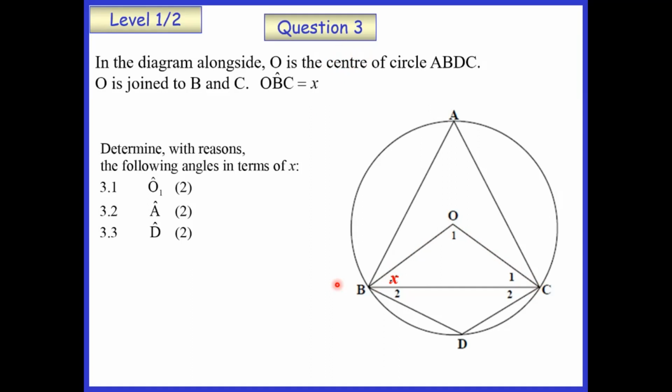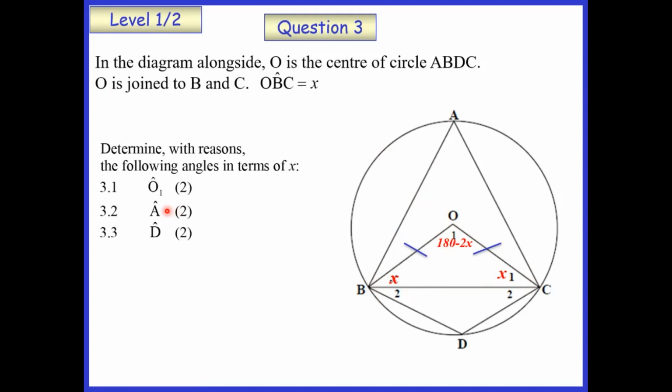But anyway, let's go on. Determine, with reasons, the following angles in terms of x. They're telling us that angle B2 is x. They want us to find O1 in terms of x. If B2 is equal to x, I'm sure this one is quite easy for you. We know those are our radii. Therefore, C1 is x. Angle O1 is 180 minus 2x. Well done. Angles opposite equal sides, and the sum of angles of a triangle is 180.